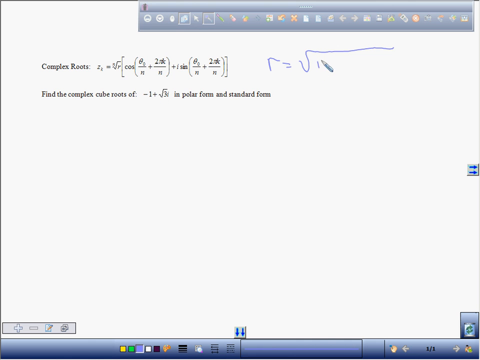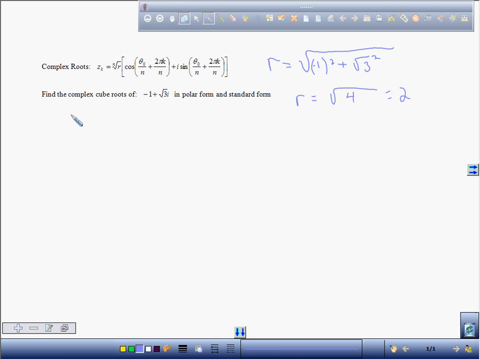-1 squared plus what squared? Root of 3 squared. Not i. The i looks like it's inside the square root, but it's not. Okay? And so r is equal to the square root of 1 squared plus 3, right? Which is just 4, which is 2, right? Okay? And then you have to find theta.